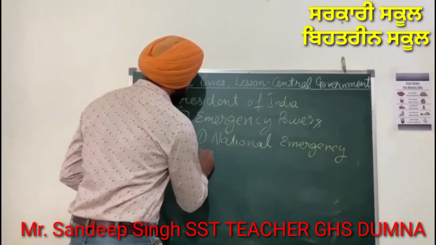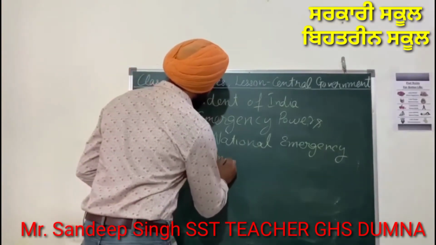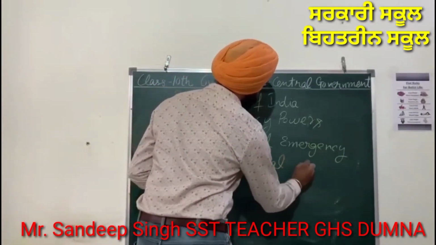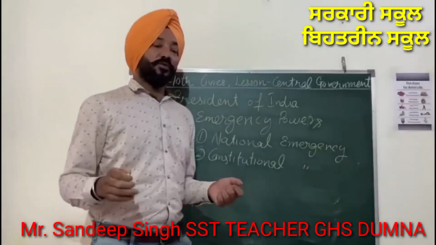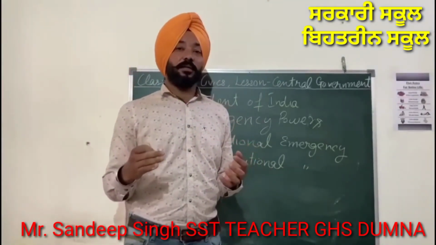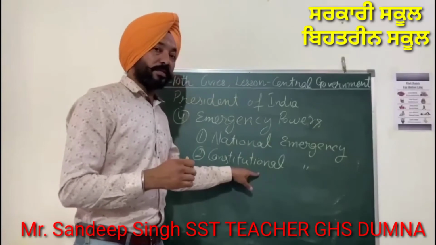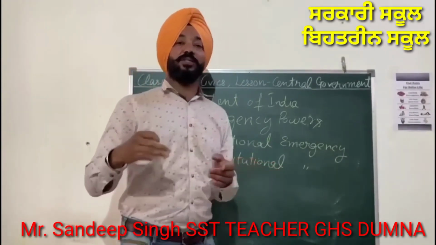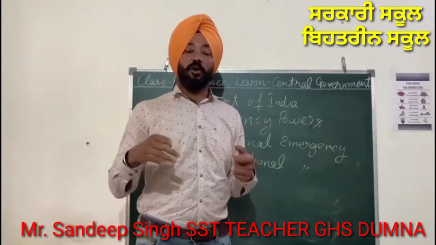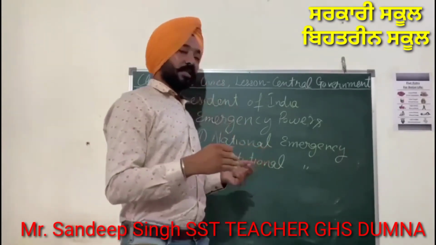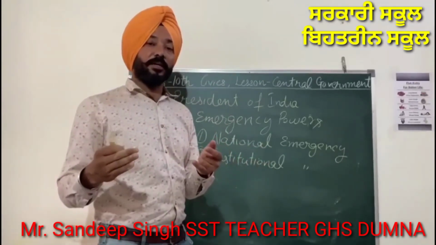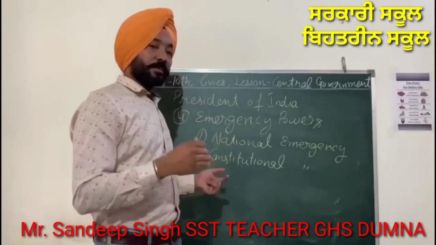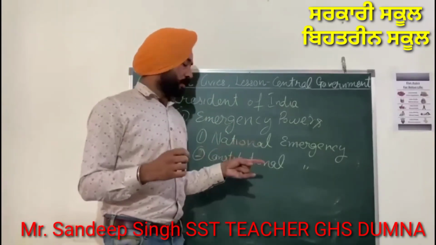Second type of emergency is constitutional emergency. It is also called state emergency. If the constitutional structure of a state collapses or is in danger, then the governor of that particular state can advise our President to announce emergency in that particular state. This is called constitutional emergency.